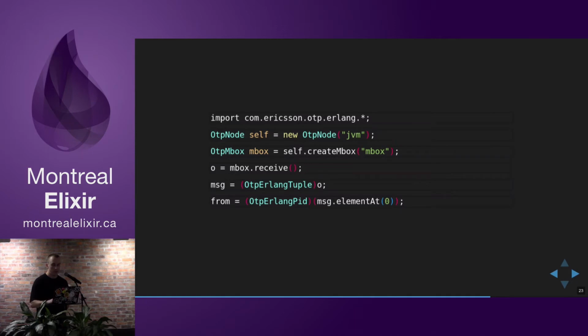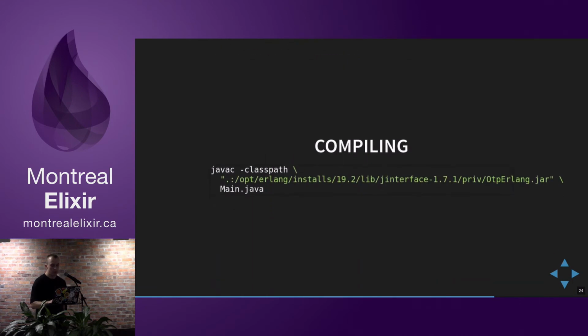Again, we're going to make some assumptions here. We're going to assume that we got a 2-element tuple. The first element of that tuple is a process identifier that we're going to send a message back to. And we're going to assume that the second value is the value that we're going to send back to them. And then we're going to send it back to them, because why not? So we've got our lovely Java code there in all its splendor.